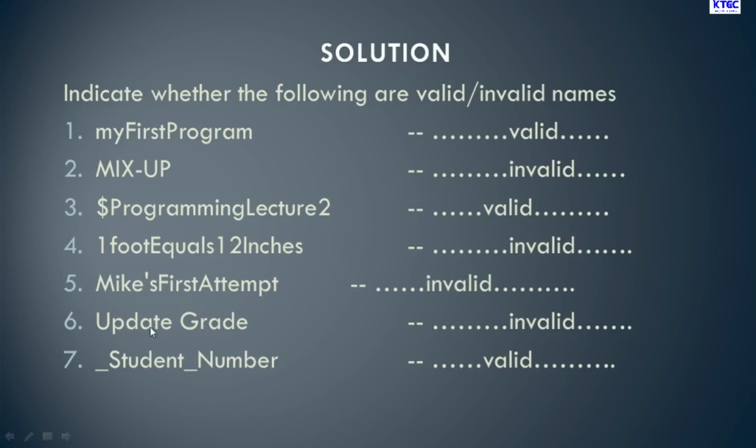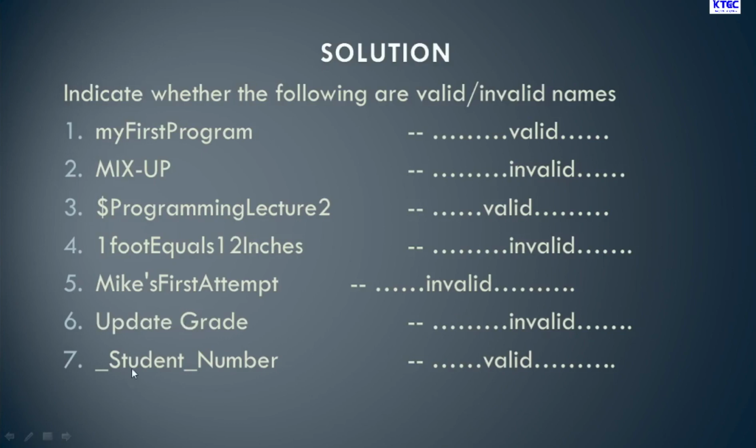Update grade is invalid because there is a space here. So instead of leaving the space, close it and then maybe use camel case: update, and then grade, the first letter of each word starting with what? Capital. Or you can decide to introduce an underscore here just to close that gap.